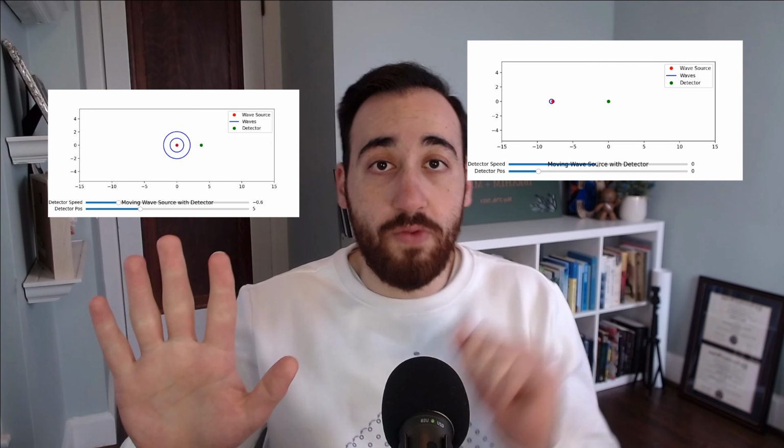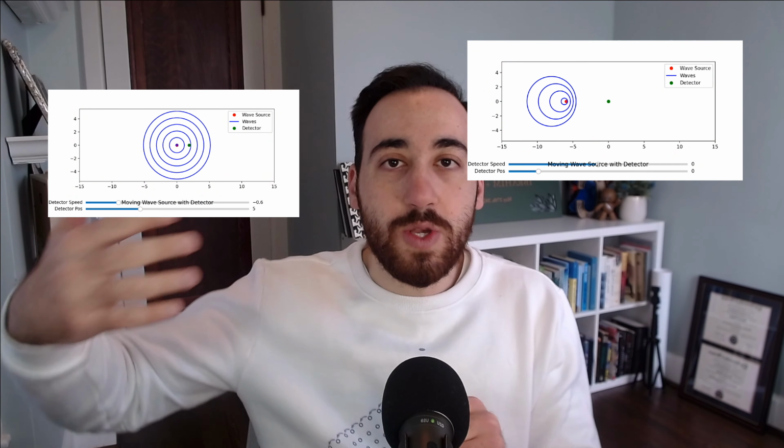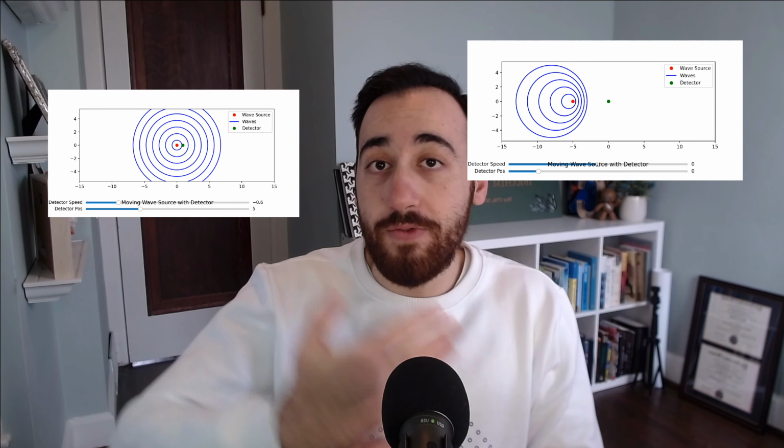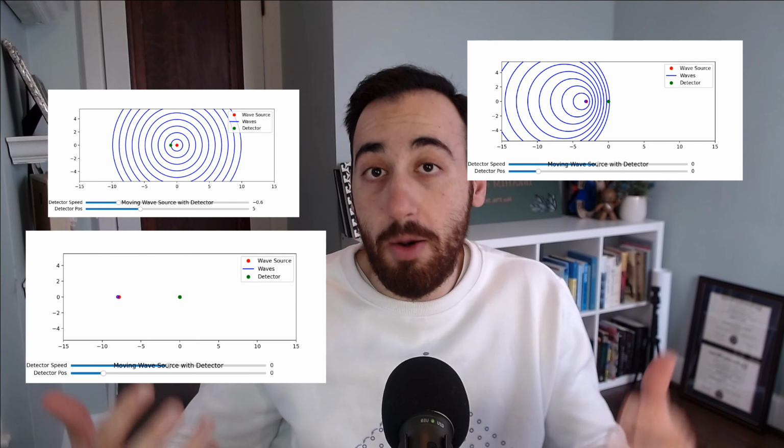So I took that code and I just changed the parameters to demonstrate, first of all, a detector and a source that are stationary, and then the detector is moving and the source is stationary, and then the source is moving and the detector is stationary. And then I showed them what happens when the source starts to go faster and faster until the source moves at the speed of sound, which we call Mach 1.